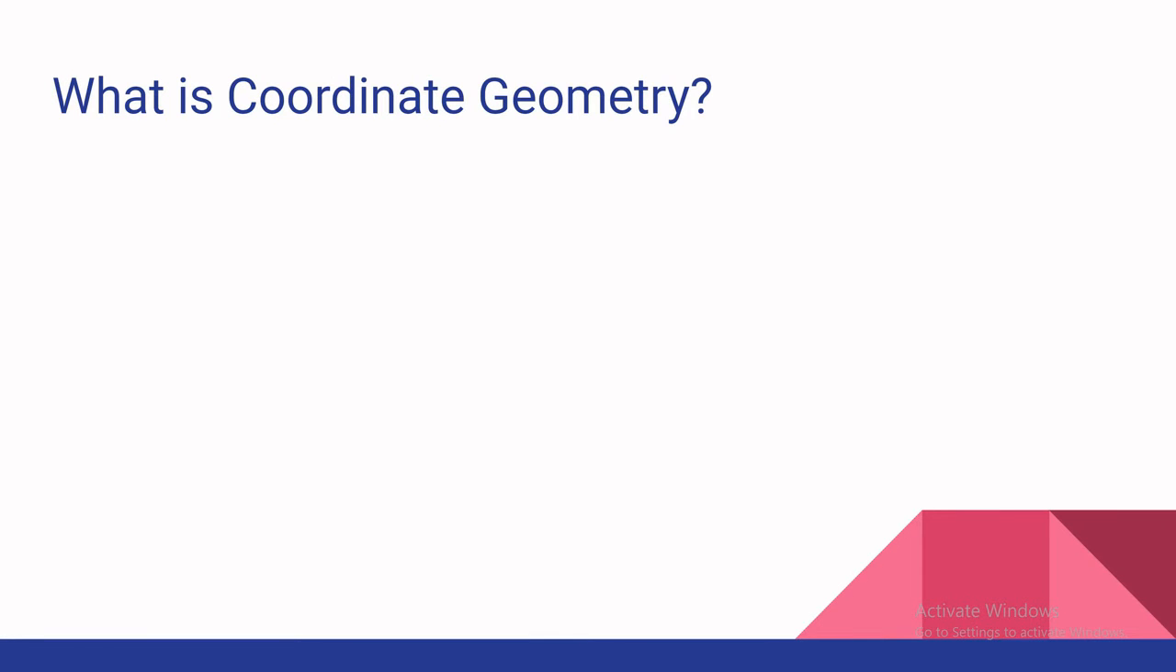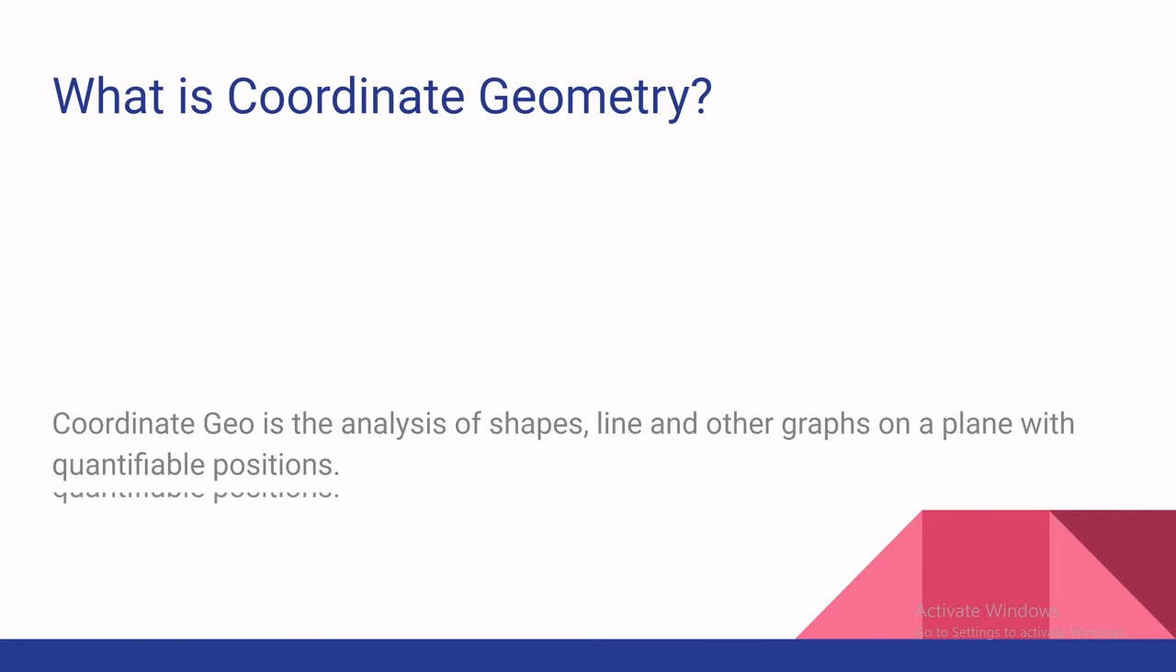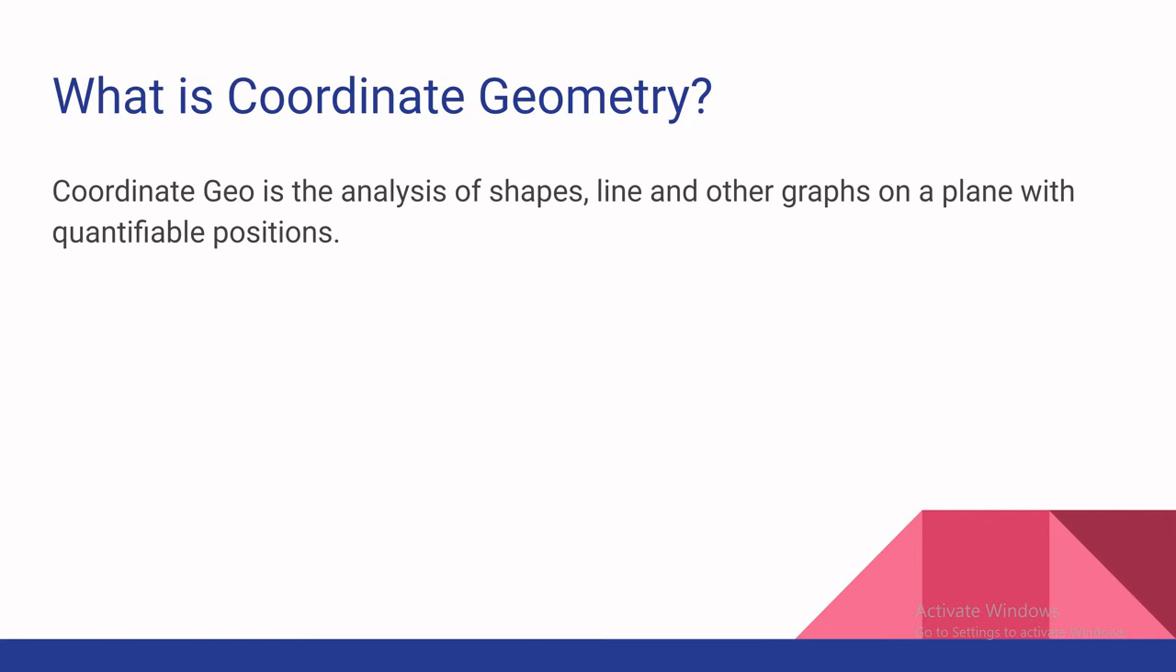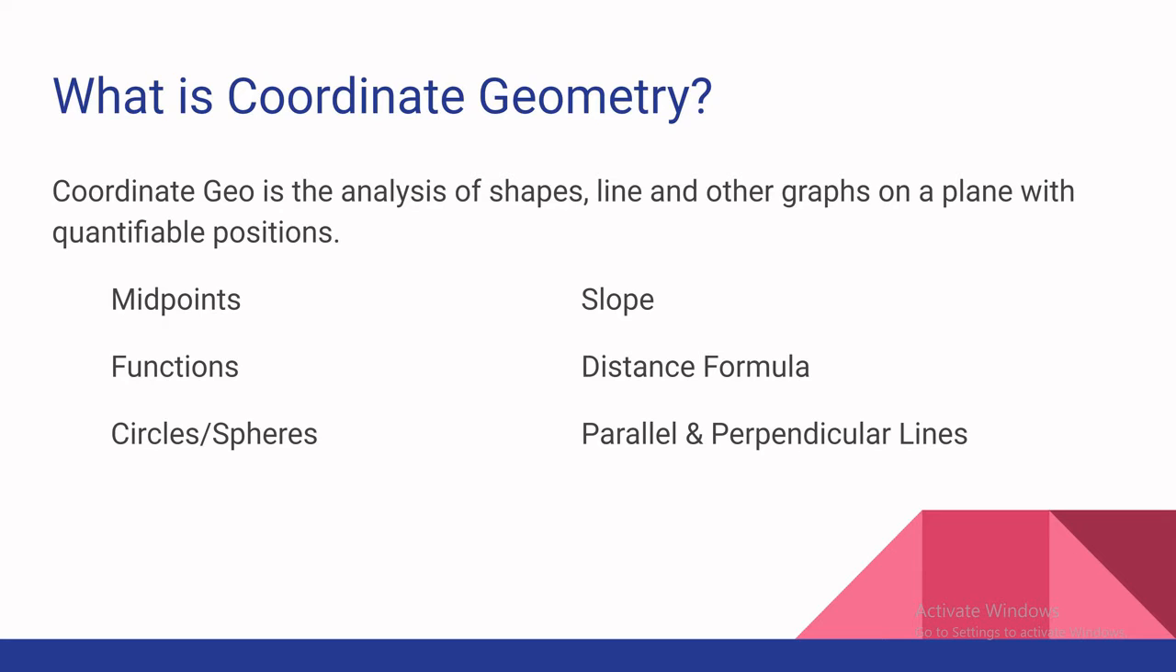So let's start with what is coordinate geometry. Coordinate geometry is analysis of shapes, lines, and other graphs on a plane with quantifiable positions. We have topics including midpoints and slope, functions and the distance formula, circles, spheres, parallel and perpendicular lines, vectors and planar geo, as well as quadrilaterals.